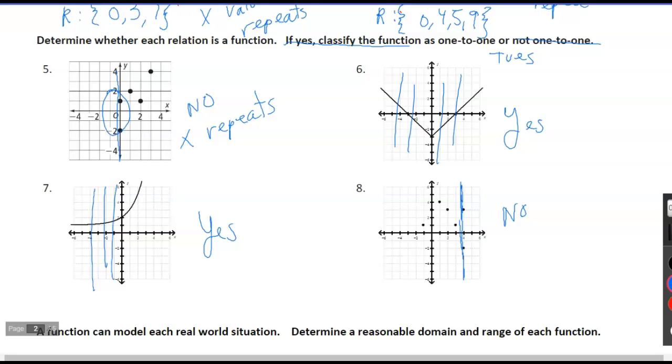No, so this is not a function. X repeats. So if x repeats, x can't go to exactly one y, so it's not a function. We have points of 4, 3 it looks like, and 4, -2.